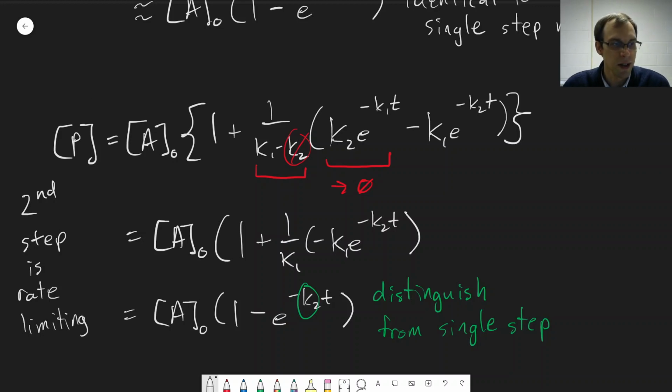And so now we can actually distinguish these two processes. In the next video, we're going to continue on with this same mechanism and look at an approximation that we can make to simplify some of the mathematics of analyzing reaction mechanisms, called the steady state approximation.